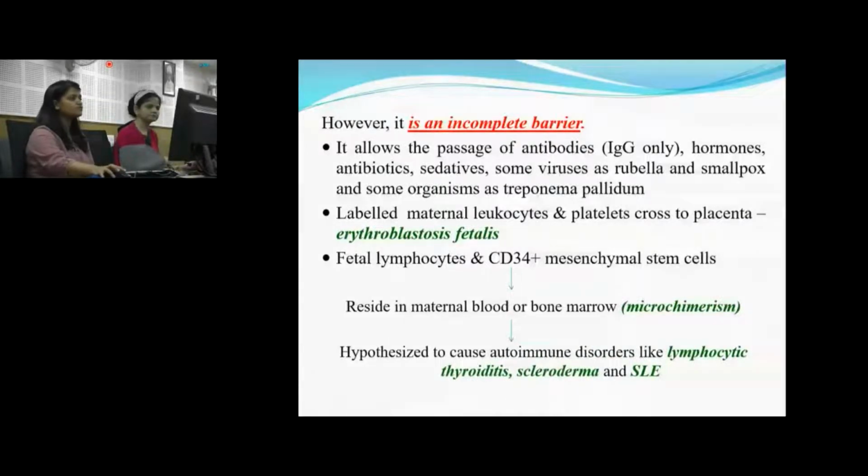So it can allow the passage of antibodies like IgG, hormones, antibiotics, sedatives, and some viruses can cross the placental barrier, like rubella and smallpox, and also certain bacteria like Treponema pallidum. Now sensitized maternal leukocytes and platelets can also cross the placenta, and this is the basis of the genesis of erythroblastosis fetalis. This transfer can happen in the countercurrent direction also, that is, fetal lymphocytes and CD34 plus mesenchymal stem cells also migrate towards the maternal side and they may reside in the maternal blood or bone marrow, and by a phenomenon known as microchimerism they are hypothesized to cause autoimmune disorders in mothers later on, like lymphocytic thyroiditis, scleroderma and SLE.